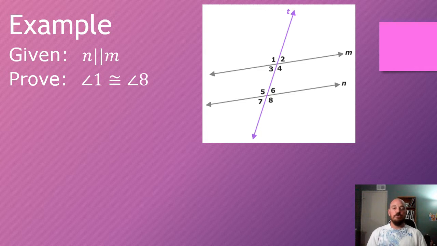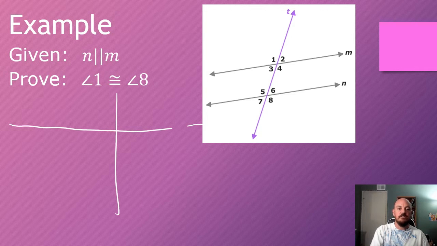So now let's do a proof. Let's actually take what we just learned. We're going to use that postulate we just learned. We're going to take a picture very similar to the one that we talked about earlier with those 8 angles. And we are going to prove that angle 1 is congruent to angle 8. So let's set up a proof. Let's do a 2-column proof with statements and reasons.